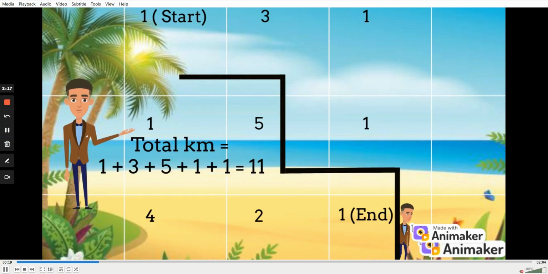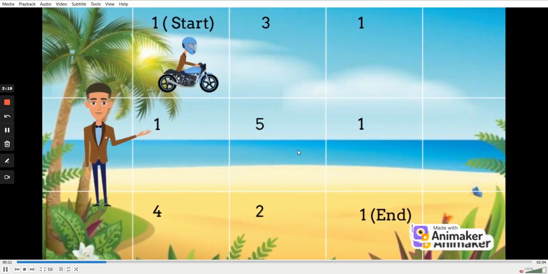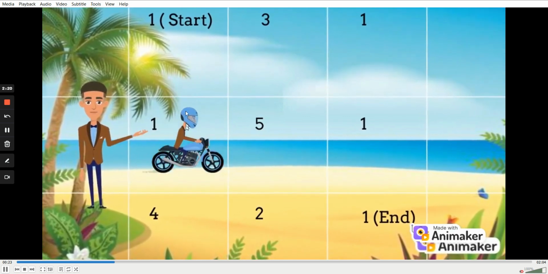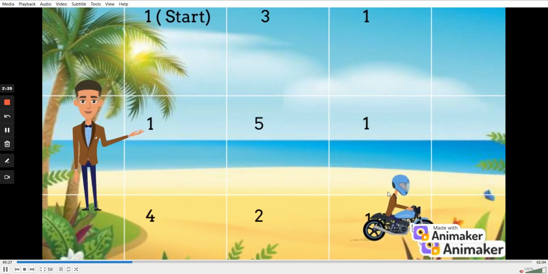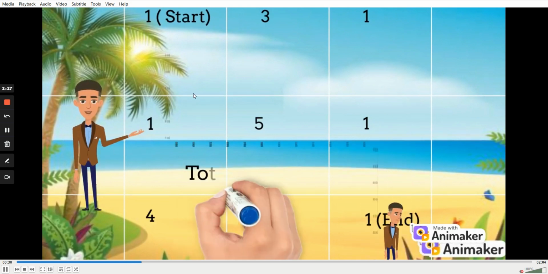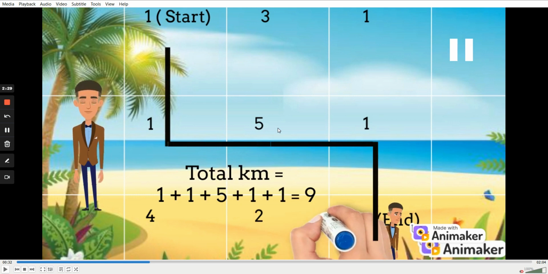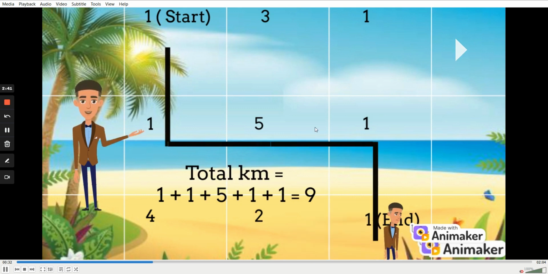And going ahead to the next possible path that he can take, it is first moving down, then moving right, and then moving again right, and finally moving down. So if we see this path, the total kilometers that he travels is 1 plus 1 plus 5 plus 1 plus 1. So the total kilometers is 9, which is again greater than 8. So this is also not one of the paths. Now moving to the next path.